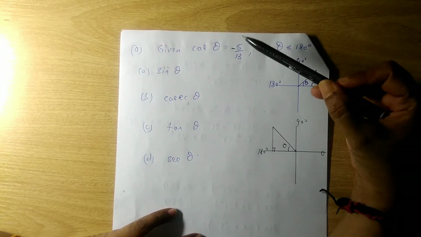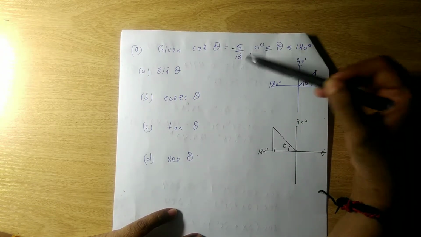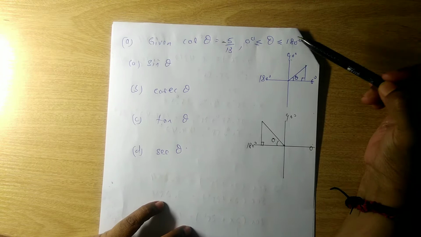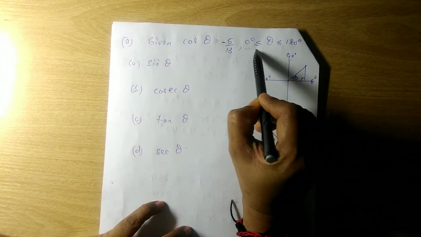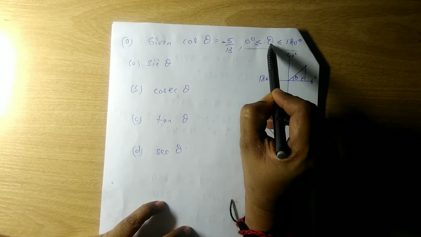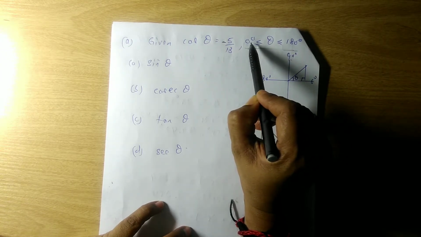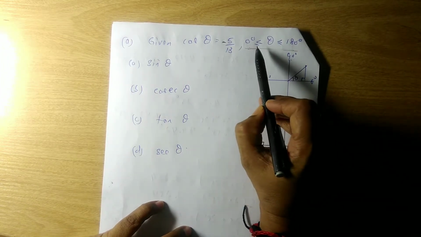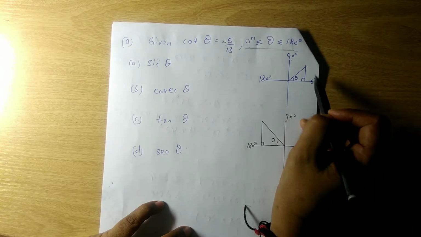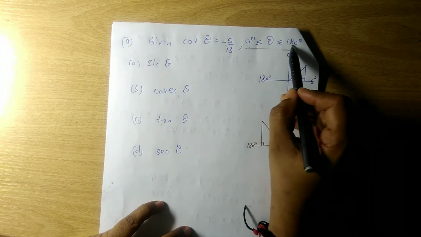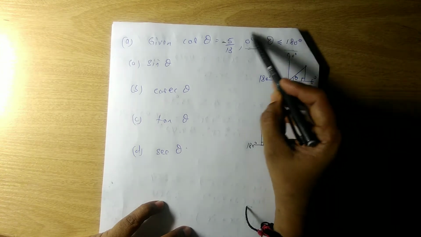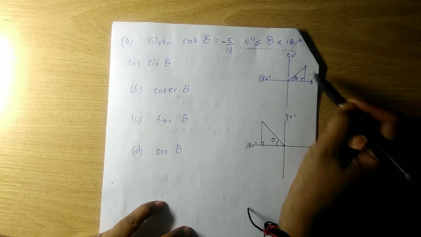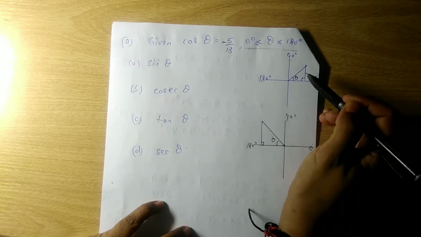Okay, now let's say you're given cos theta is negative 5 over 13 and your angle theta is between 0 and 180 degrees. Based on this condition, your angle theta can be in the first quadrant or the second quadrant, because angle theta can be 0, 90 and 180. So it involves two quadrants. So you've got two options.